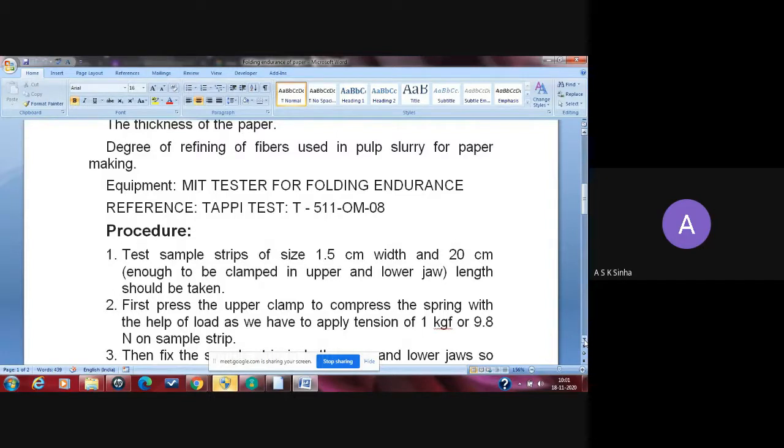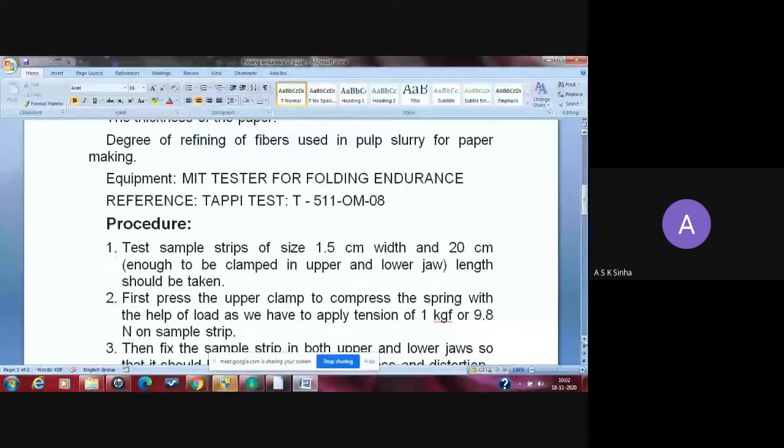Degree of refining is a very important parameter because it gives the fibers a fibrillation or branching characteristic, and that will help in good bonding. Generally, if you increase the degree of refining of fibers used in pulp slurry for paper making, it will give better fiber to fiber bonding strength, resulting in very good folding endurance. So if you want to increase the folding endurance to a certain limit, you can increase the degree of refining.